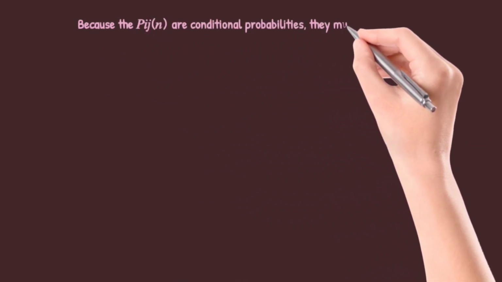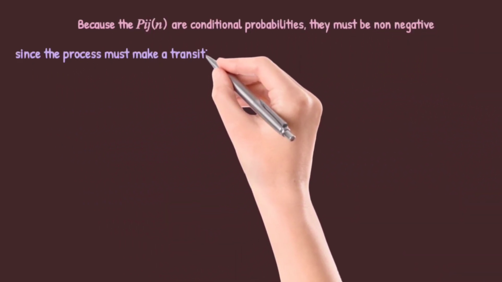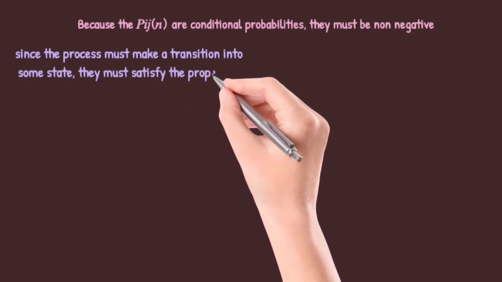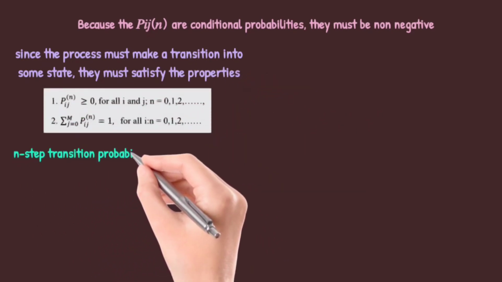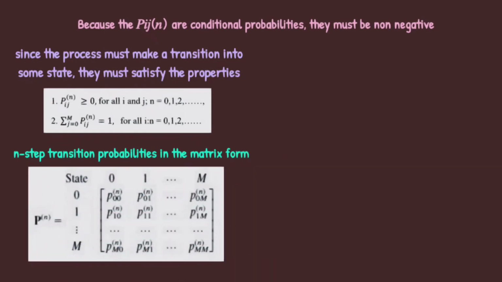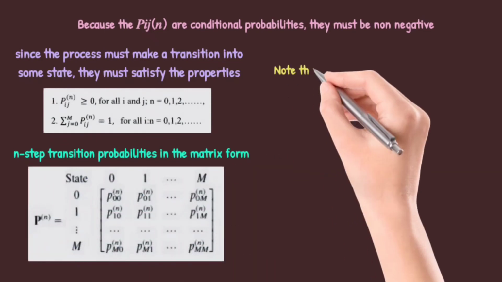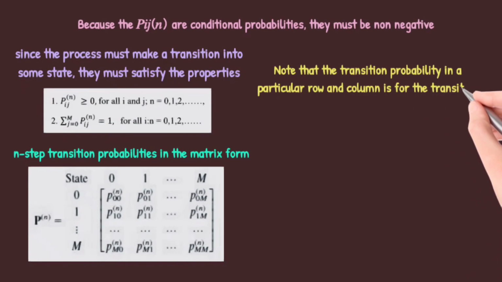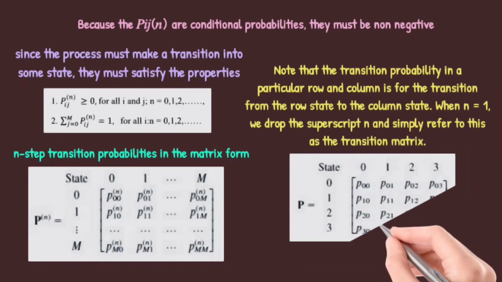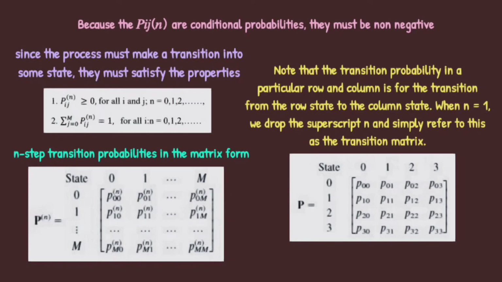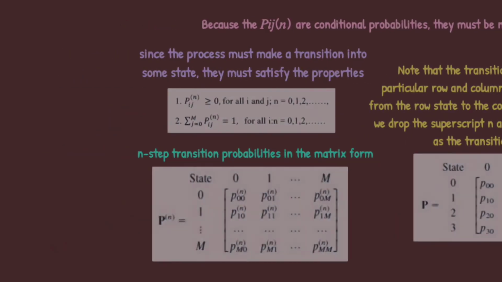Because the p_ij^(n) are conditional probabilities, they must be non-negative. Since the process must make a transition into some state, they must satisfy the properties of n-step transition probabilities. In matrix form, note that the transition probability in a particular row and column is for the transition from the row state to the column state. When n equals 1, we drop the superscript n and simply refer to this as the transition matrix.